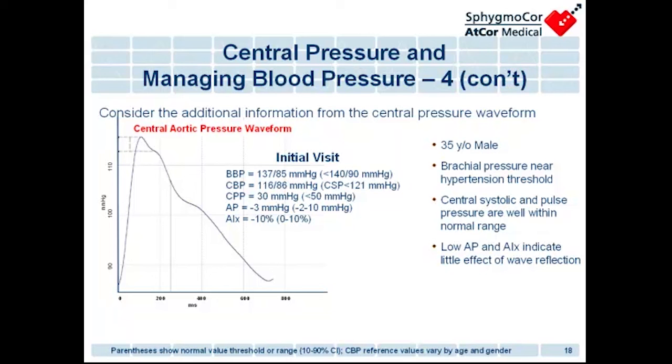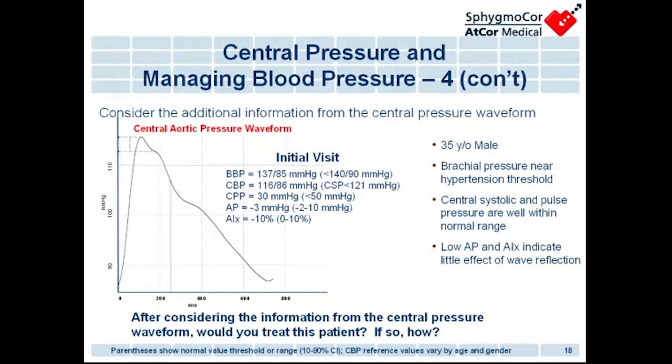And as you can see, we've got a brachial pressure near hypertension, but the central and pulse pressure are well within the normal range. And again, the low augmentation pressure and augmentation index indicate little effect of wave reflection. Look at this, -10, -3. The young gentleman that I did the central pressure on in my clinic on Tuesday had an augmentation pressure of -5. I'd never seen that because 90% of my patients are 65 with systolic blood pressures of 190, not people that are coming in with what I would consider to be moderate elevations of blood pressure and much younger.